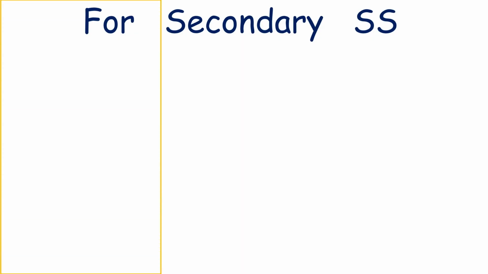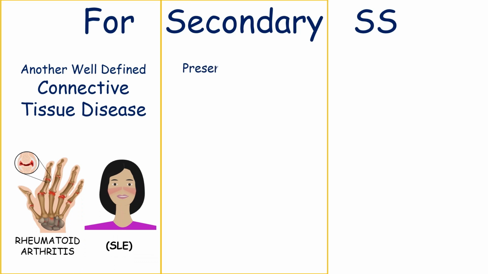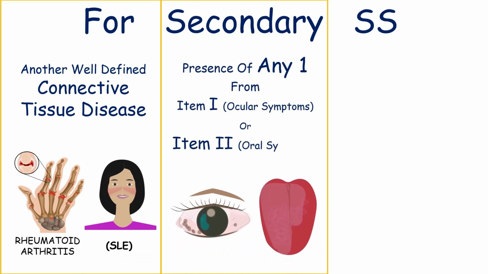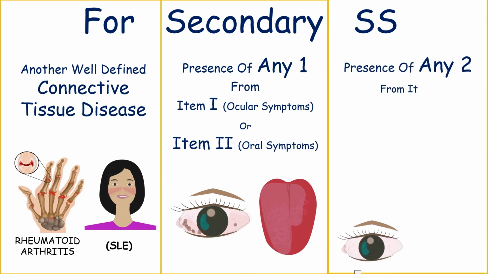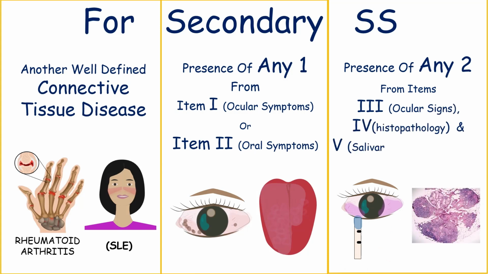Secondary Sjogren syndrome is diagnosed if the patient is suffering from another well-defined connective tissue disease, along with presence of any one from criteria 1 ocular symptoms or criteria 2 oral symptoms, and presence of any 2 from criteria 3 ocular signs, 4 histopathology, and 5 salivary gland involvement.